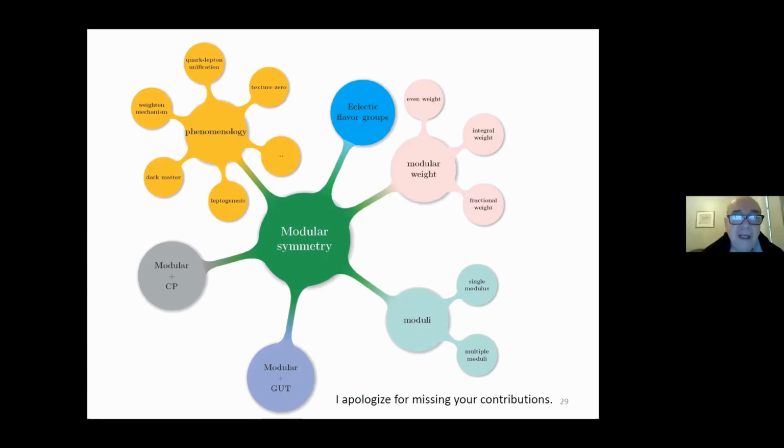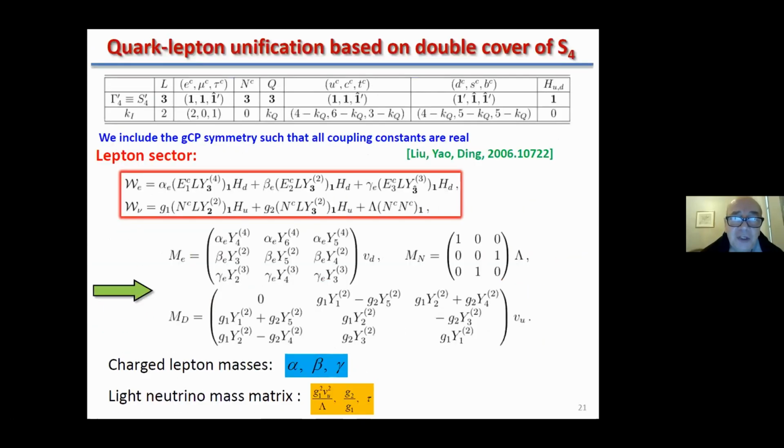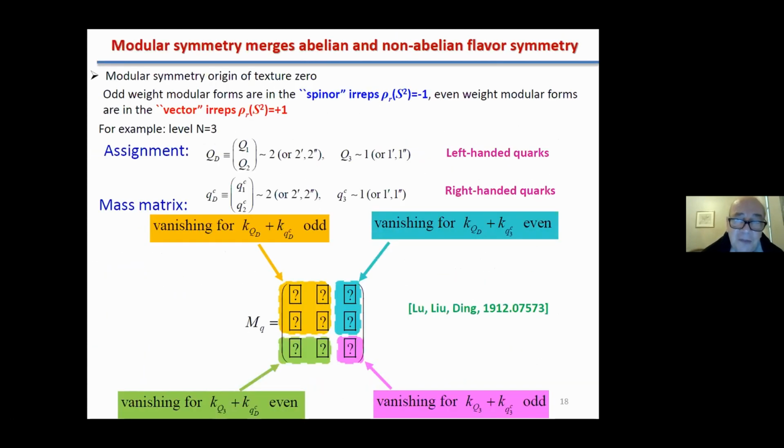Okay, so I ask the question. In the model with texture zeros, where you have fields which have different quantum numbers, minus 1, plus 1, can you avoid the fine tuning? Oh, this is not fine tuning. This is protected by the group structure of the modular form. This is not fine tuning.